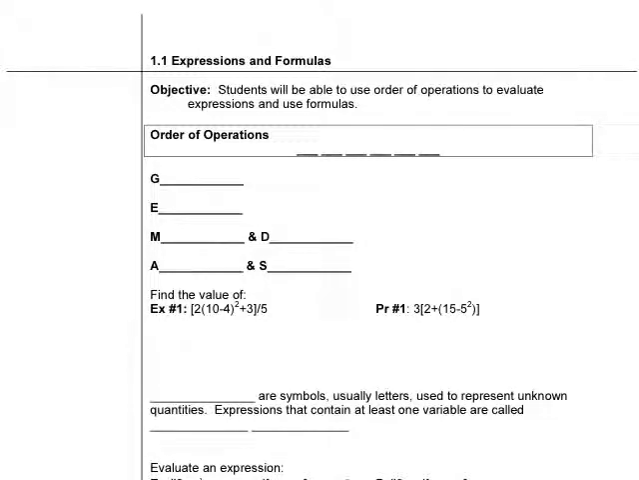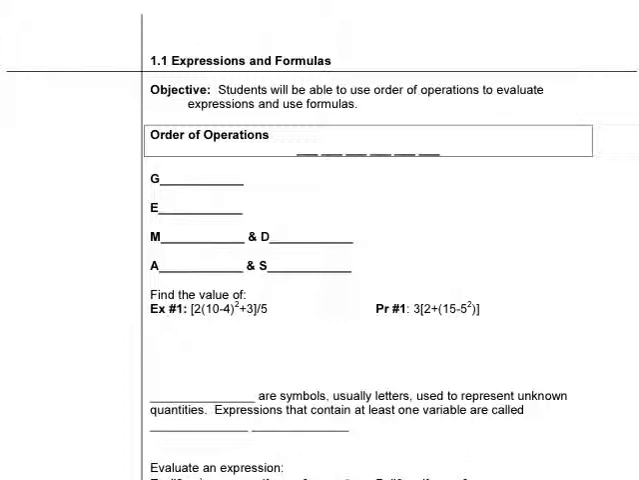So we are going to be doing notes for section 1.1, expressions and formulas. By the time you get done with this section, you should be able to use order of operations to evaluate expressions and use formulas. So in chapter 1 and 2, and some of chapter 3 in Algebra 2, you're really reviewing a lot of the things that you had done in Algebra 1. So some of this might be repetitive, but it's always good review.